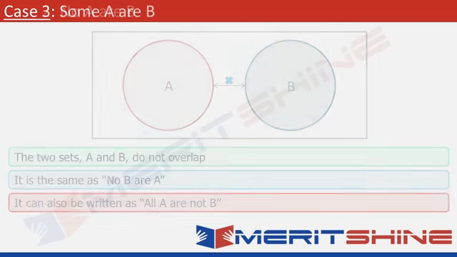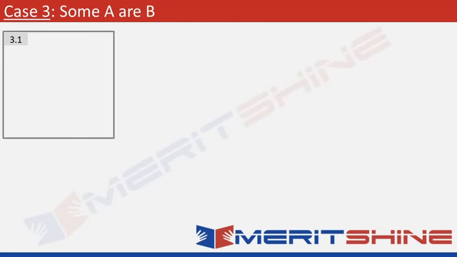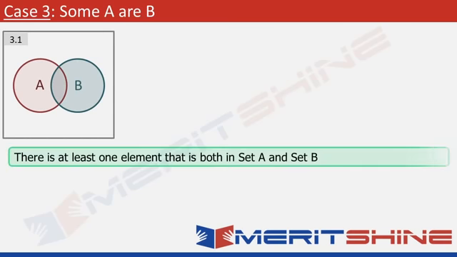Let's go to case 3 now. Some A are B. So this is A and this is B. In terms of set theory, there is at least one element that is both in set A and set B. So that's the important area. This cannot be empty. In this figure 3.1, there are some elements that are only in A, some elements that are both in A and B, and some elements that are only in B.